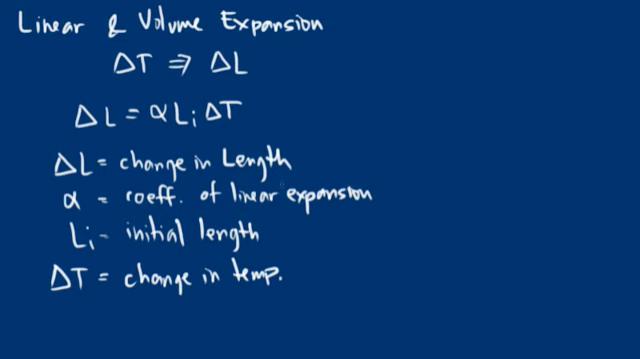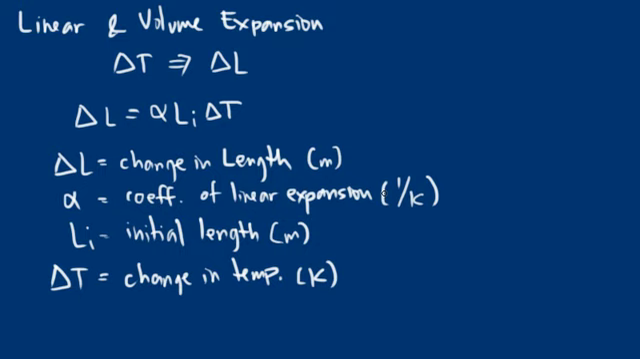The change in length is naturally in meters, the initial length is in meters also, and the change in temperature is expressed in kelvins or sometimes Celsius degrees. So the coefficient of linear expansion, to get the desired unit for length, is simply 1 over K, or some people just write it as K to the negative 1. So that's it for the coefficient of linear expansion.